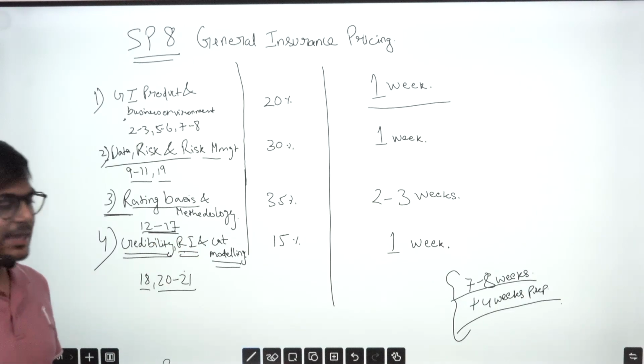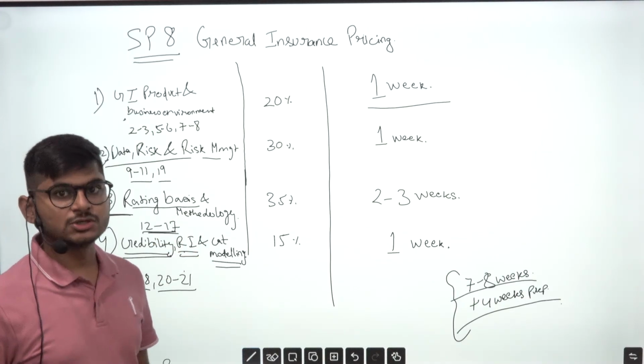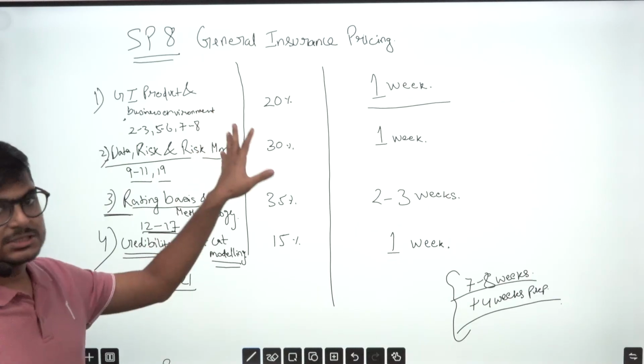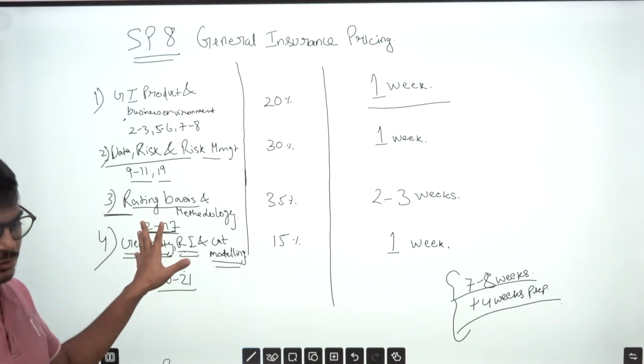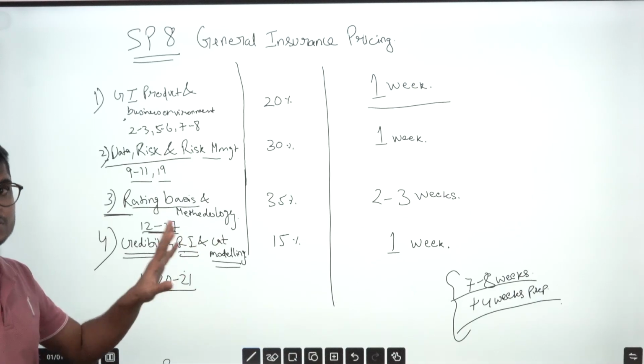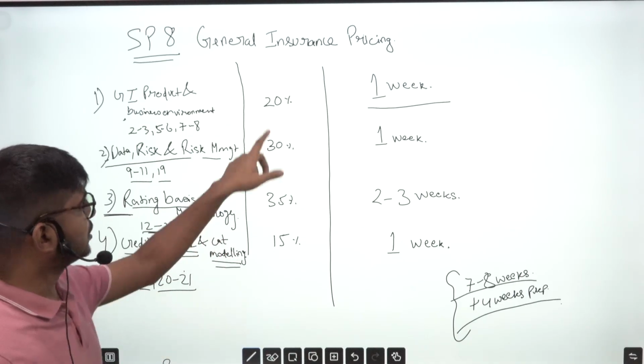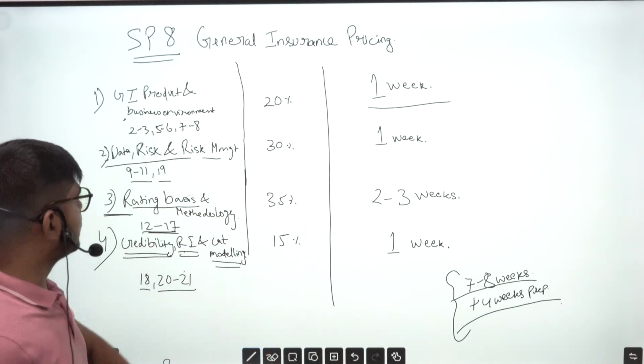So this is the second specialization paper for general insurance. This deals with pricing. The first one was SP7, which was related to GI reserving and capital modeling. This solely deals with pricing over here.